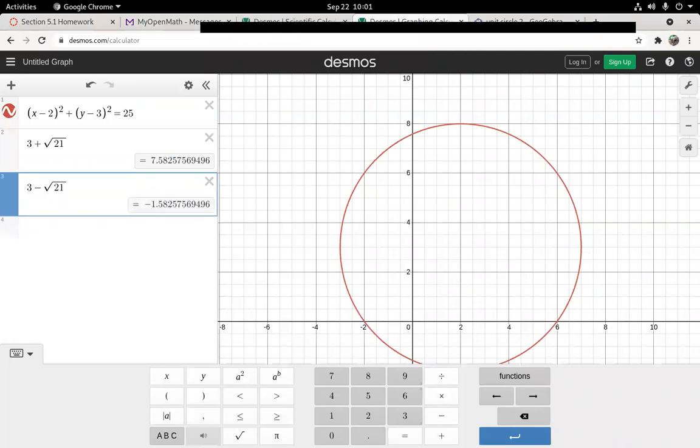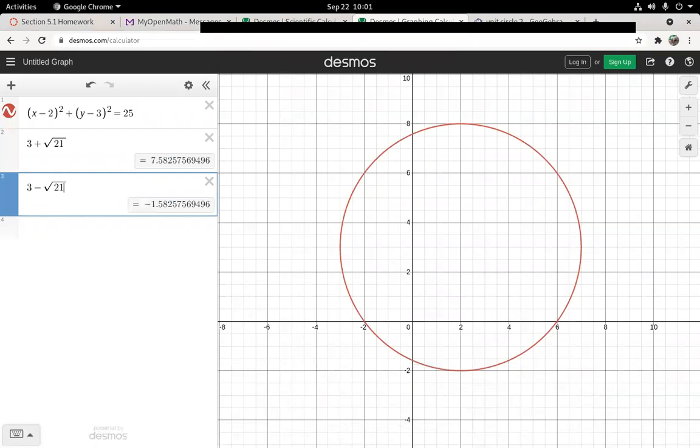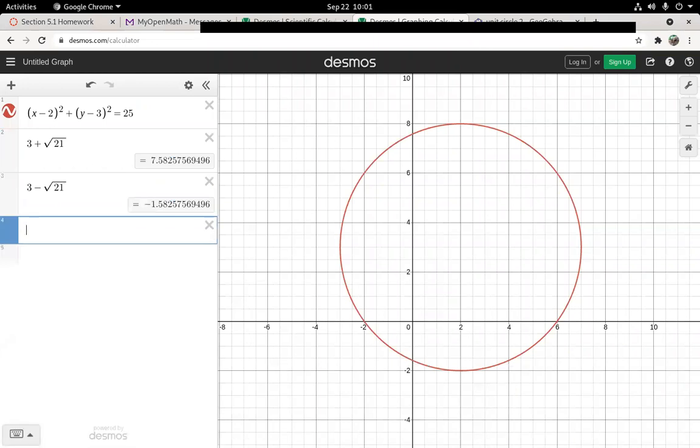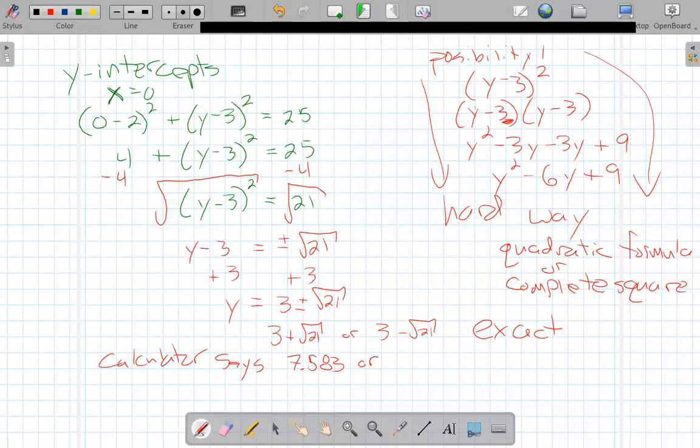Oh, by the way, another trick on a computer, if I'm feeling too lazy to use that toolbar down there, if you just type SQRT in a lot of math programs, they'll automatically say, oh, that's the square root. I'll make a note of that in the notebook. So let's see, anyway, negative 1.583 was the other one. And these answers are approximate to the nearest thousandth.